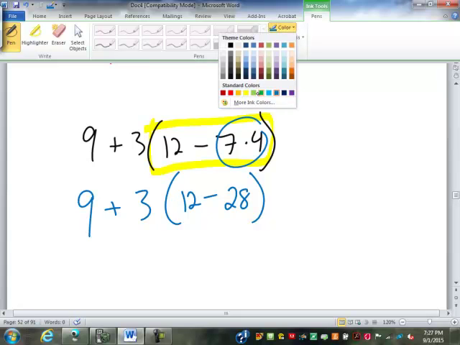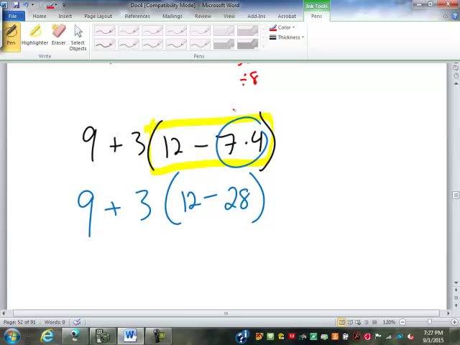Still in the parentheses, we would have to do 12 minus 28, which is a negative 16. Now we don't need the parentheses anymore as an enclosing symbol because we're down to a single number. But because that's a negative 16, I'm going to leave the parentheses on it just so that we know that's 3 times negative 16, not 3 minus 16.